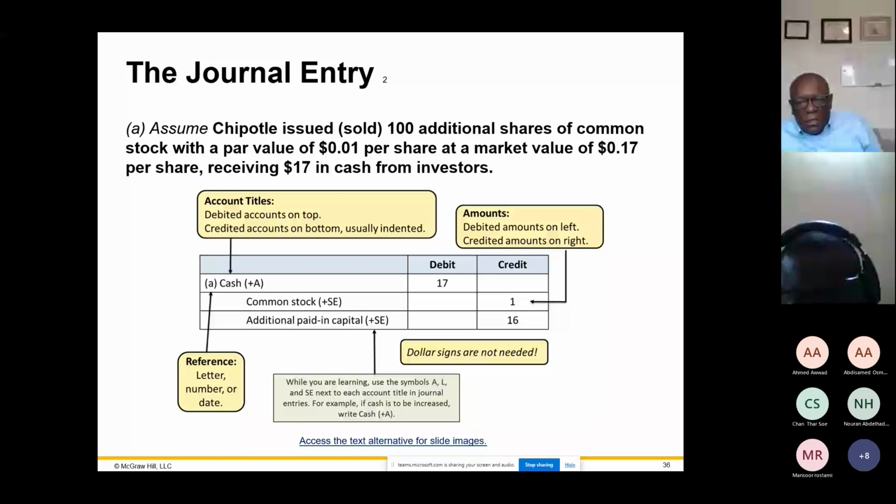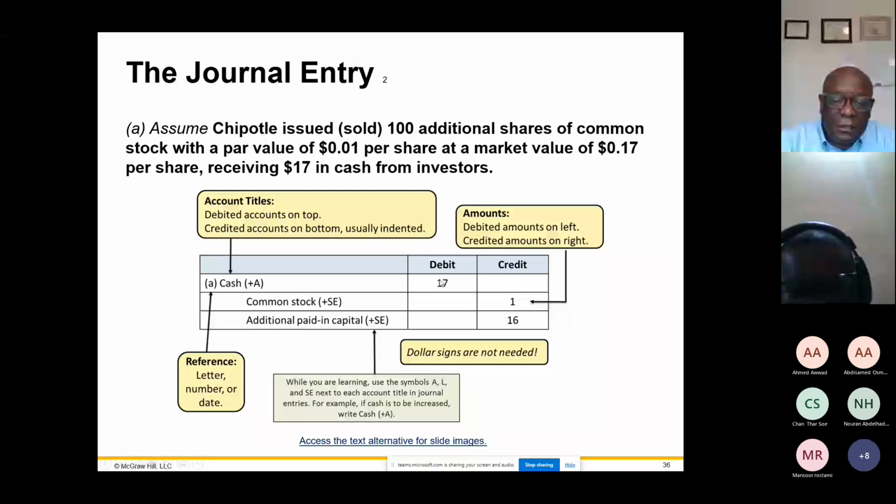So in this case, the market value is $0.17. So for those of you who bought this share, when originally the shares were sold in the market, you bought it probably at the par value. Now your shares have appreciated to $0.17. So on the T account, the way it will be posted is cash will take the $17.